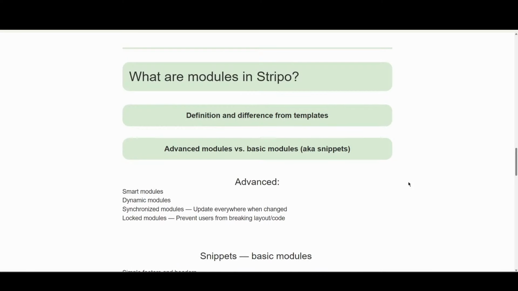Okay, moving on. Let's talk about what modules are in Stripo. If we have to define what a module is, what a template is, and what the difference is, it's very simple. The template is like an entire layout, the blueprint, and based on the template, you may create a new campaign.